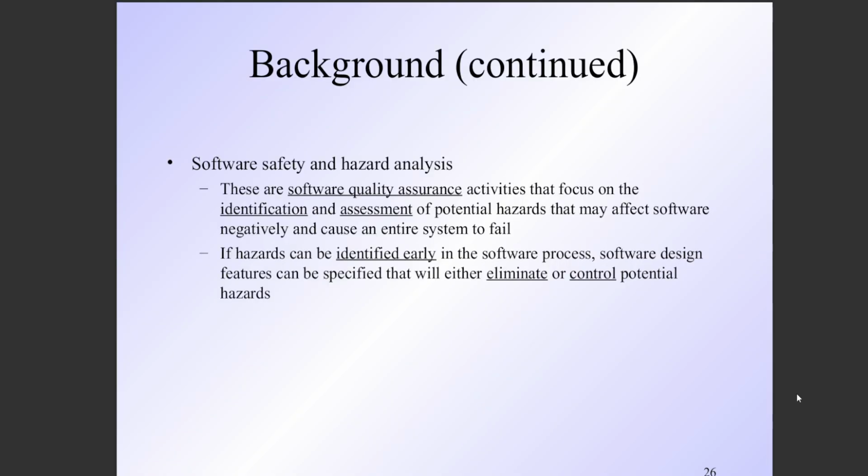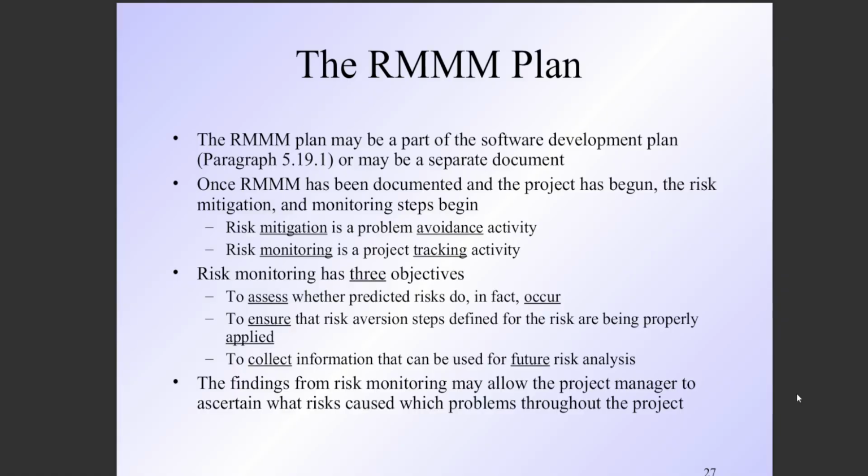Now, the RMMM plan may be a part of a software development plan, or it may be written somewhere as a separate document. Once the RMMM, risk mitigation, monitoring, and management, has been documented and the project has begun, the risk mitigation and monitoring steps begin. At the first stage we are creating avoidance steps, and then we are monitoring those steps. Mitigation is a problem avoidance activity and monitoring is a project tracking activity.